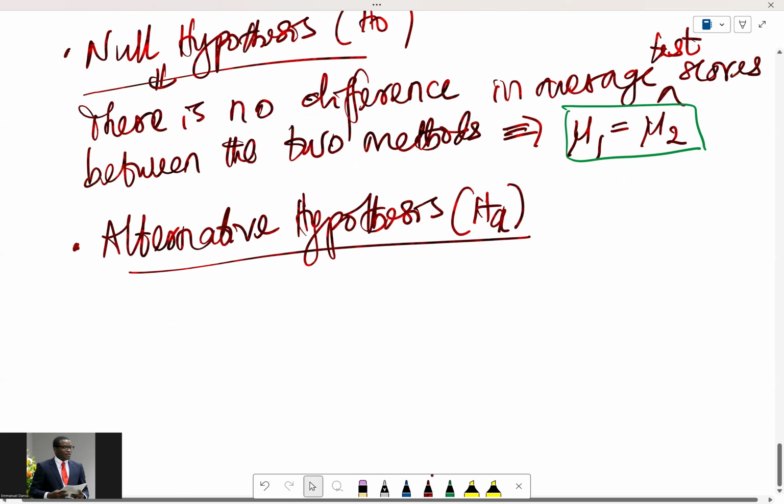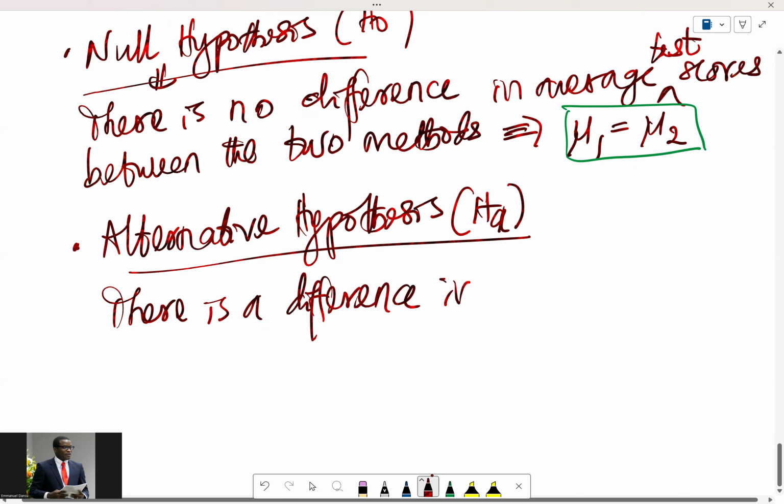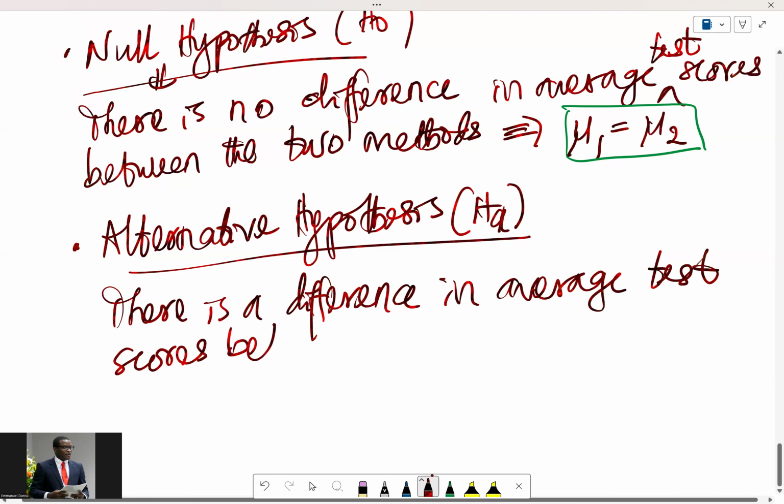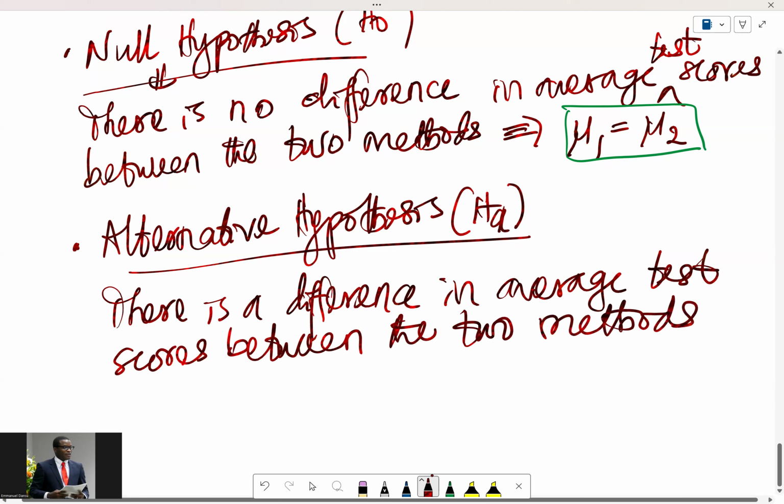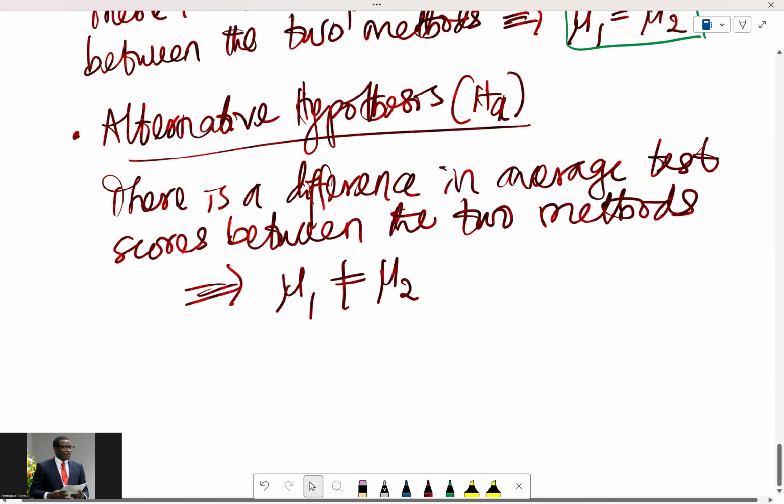So here now you just negate what you said before. So there is a difference, or if you like, a significant difference. There's a difference in average test scores between the two methods. So in essence, you're saying that mu1 is not equal to mu2. So that means that the teaching methods are different. Okay, so that's about your hypothesis.